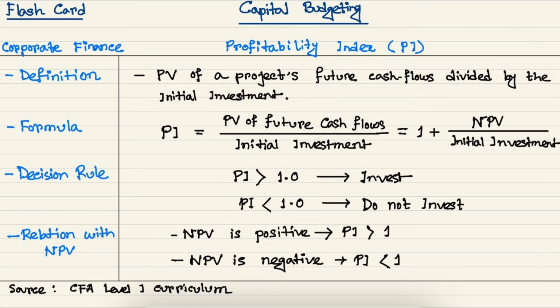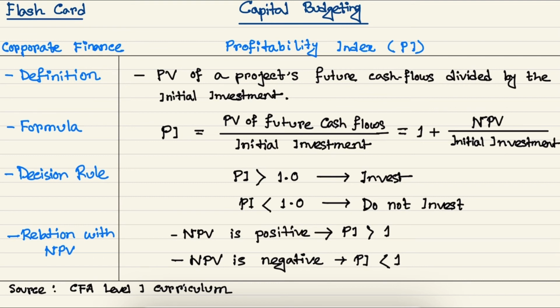NPV is the present value of future cash flows minus the initial investment, whereas the profitability index is the present value of future cash flows divided by the initial investment. So if NPV is positive, which means the profitability index is greater than 1, and if NPV is negative, then the profitability index is less than 1.